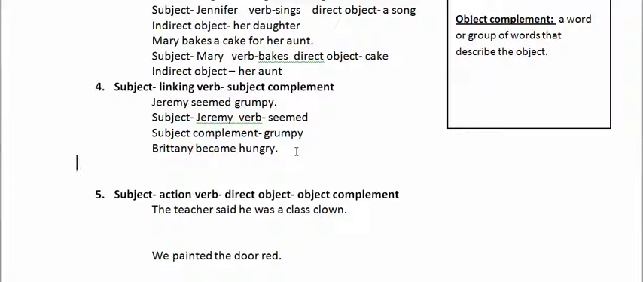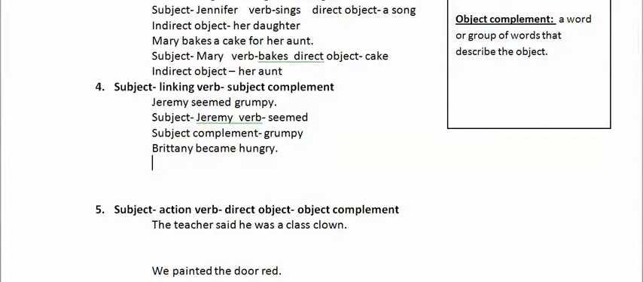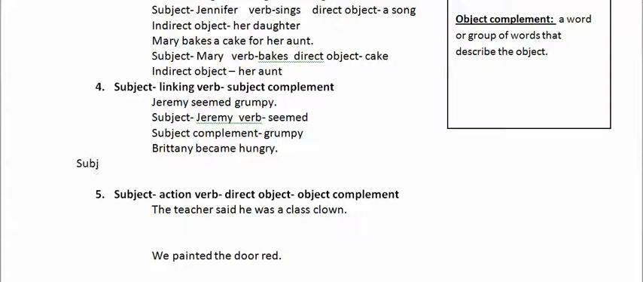Okay, Brittany became hungry. Same thing. What's the subject? You guys should be writing this on your paper. Subject is Brittany. Became is a linking verb because it is a version of the verb to be. You could also say Brittany was hungry. It would still make sense. So we know that this is a linking verb. And I'm just going to say subject complement, SC, is hungry. It's describing the subject. Easy enough.